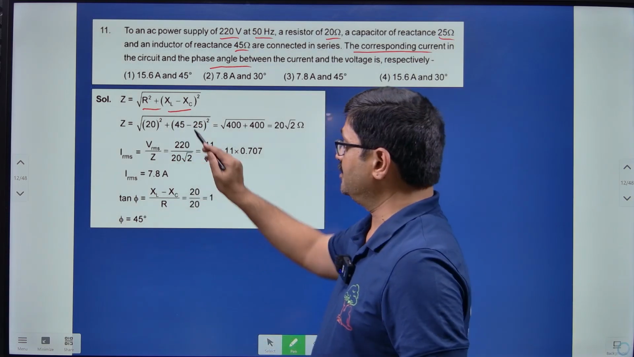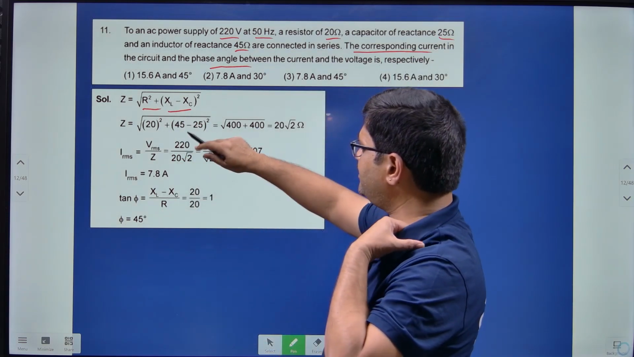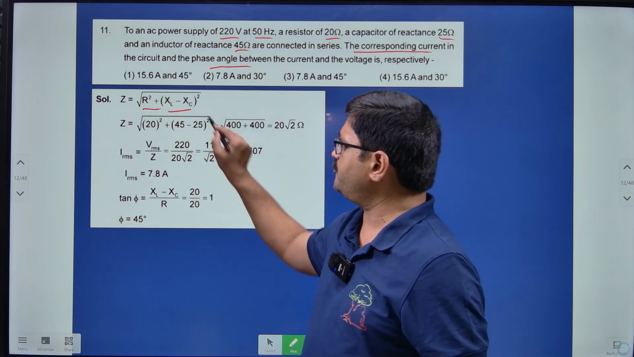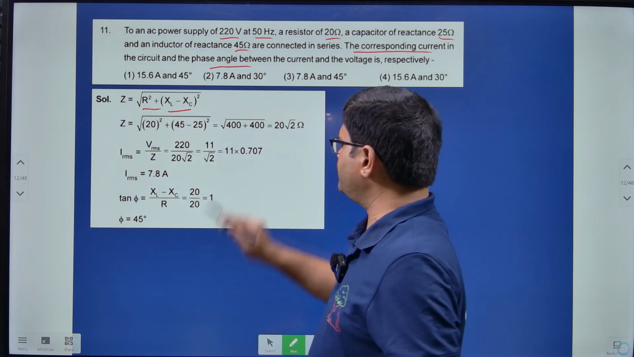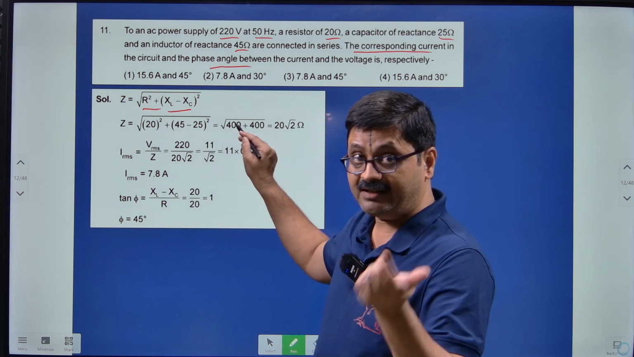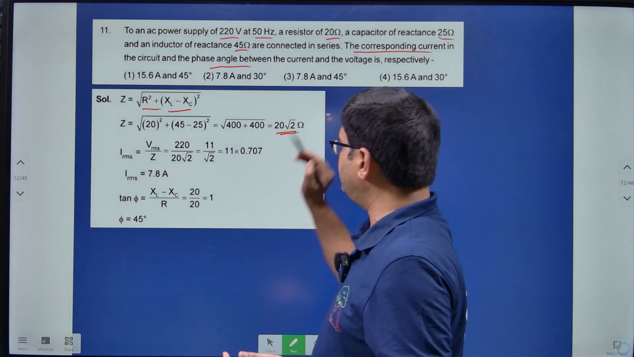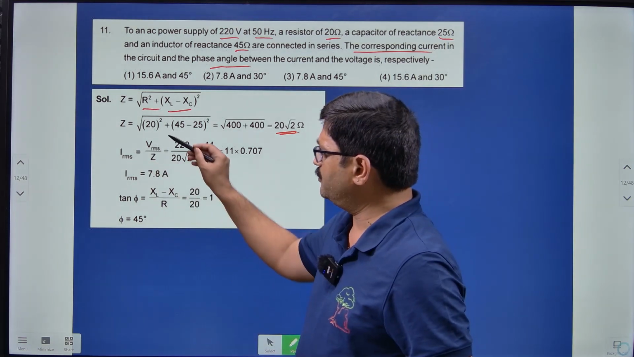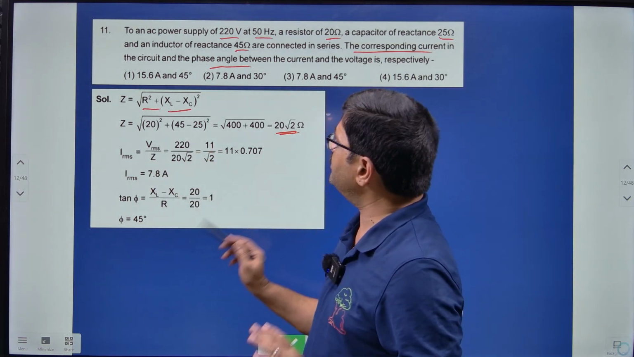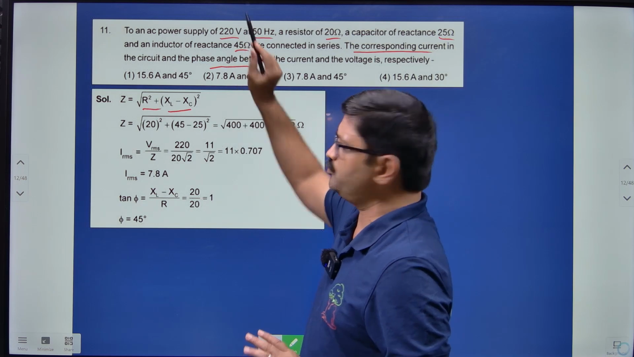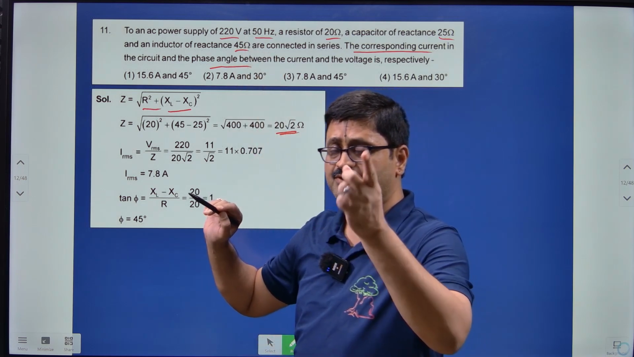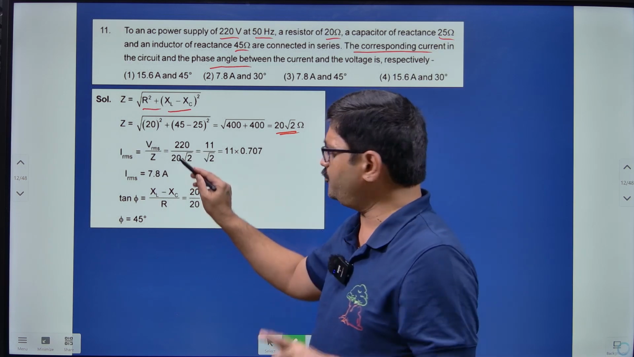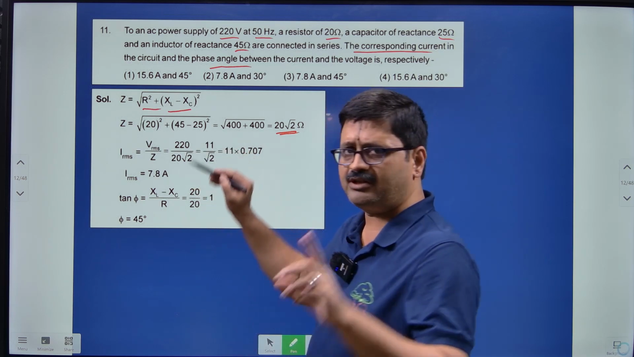Okay. Then over here as you can see XL is greater than XC, so I am writing XL minus XC. So hence we will get 20 square plus 45 minus 25, that is 20 square, will get 800 under the root, which happens to be 20 root 2, is it not? Then RMS value of current should be VRMS by Z, and we can see that VRMS is how much? 220 here power supply. Okay, so very clearly 220 volt is RMS value. 220 by Z, 20 root 2, that happens to be 11 by root 2.